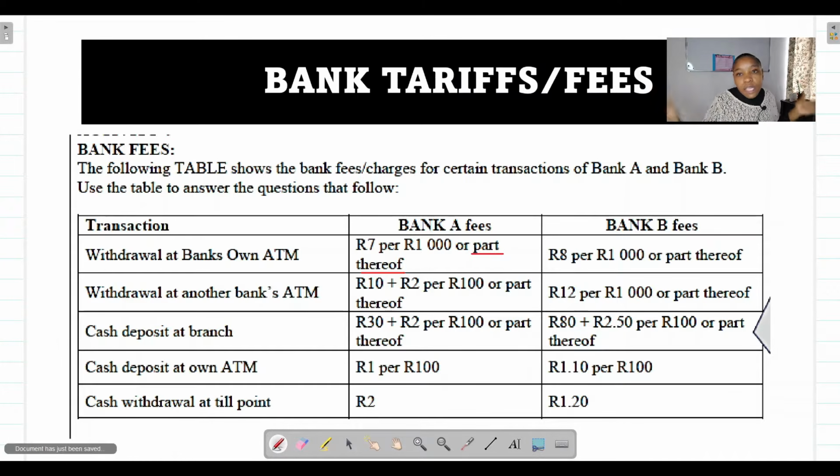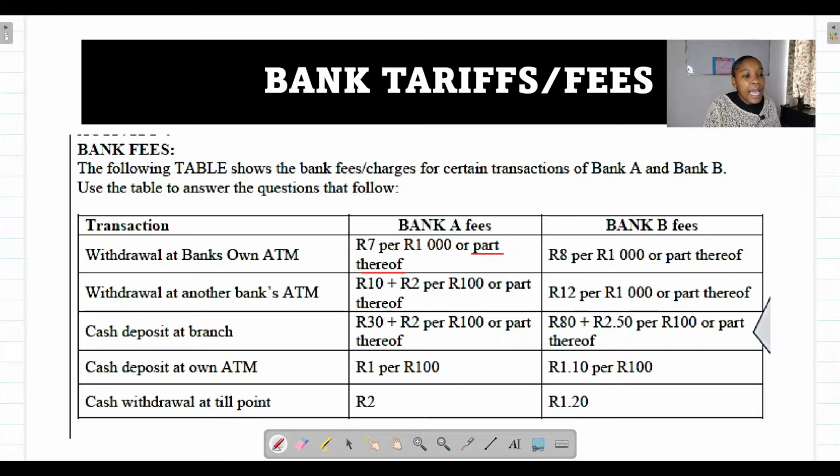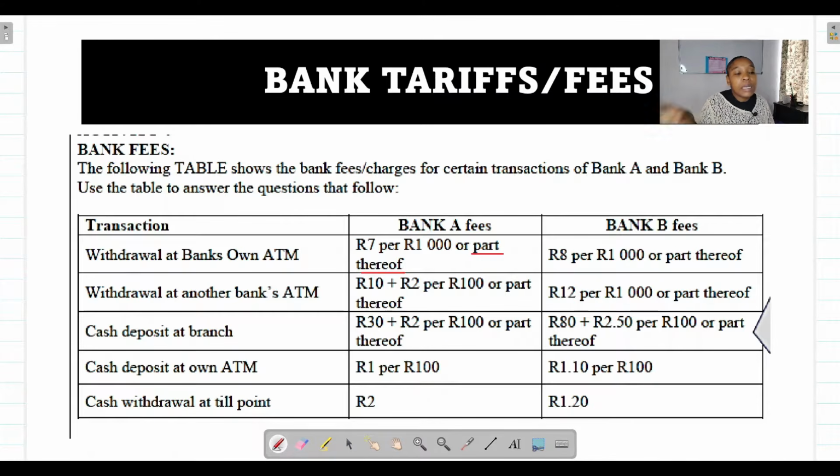They will charge you 10 Rand plus 2 Rand per 100 Rand or part thereof. For Bank B, let's say, for example, you bank at Absa, and you decide to go withdraw your money at Nedbank. This is how much they are going to charge you, 12 Rand per 1,000 or part thereof. So that is basically what that section means. Cash deposit at a branch. So if you deposit an amount at, let's say, for example, FNB or Nedbank, this is how they're going to charge you. If you decide to make a cash deposit inside the branch, let's say, for example, you want to deposit cash inside your FNB or inside your Nedbank, that is how much they're going to charge you.